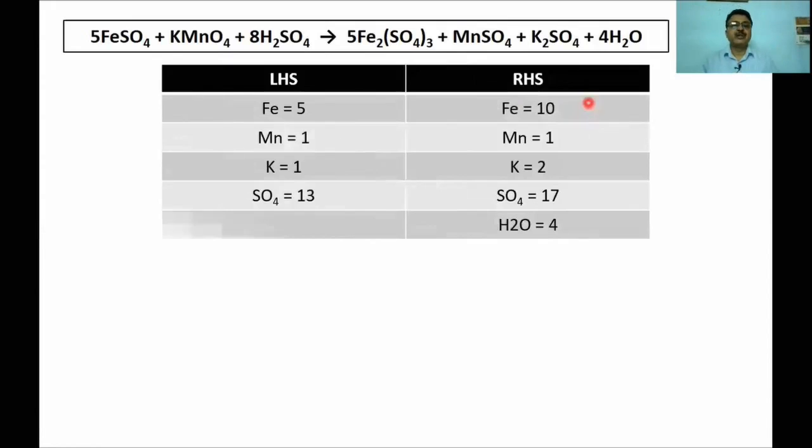So let us see what to do further. Make a table. For your convenience, I am giving this table. However, you should do this calculation verbally or in your mind. So make a table and tabulate the number of all the atoms on the left hand side as well as the right hand side. So we can see here we have 13 sulfate ions, whereas on the right hand side we have 17. Likewise potassium 2, here we have potassium 1 atom, manganese 1, iron 5, and here we have 10 atoms of iron.